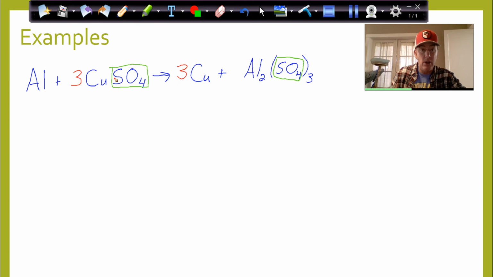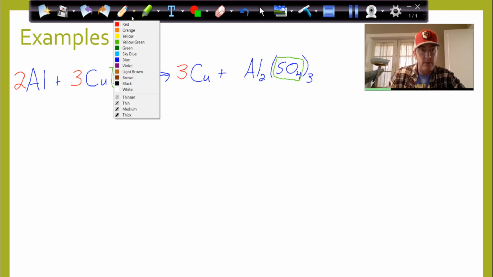When this breaks apart and we look at what we have left over, I'm going to have those 3 coppers. So to make this all come together, I need 2 aluminums, and I better start with 2 aluminums. So there's our balanced single displacement reaction.